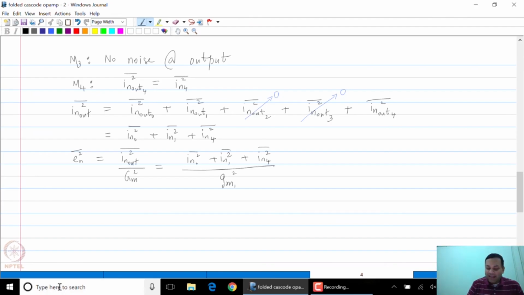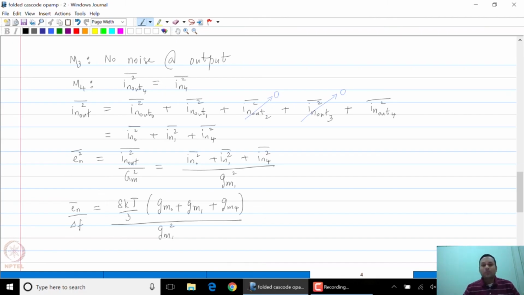And what is IN0? That's clearly 8 kT by 3 GM0, and let us say that I am interested in the spectral density, and remember, I am looking only at thermal noise. I can always add the flicker noise component to this as and when required. So this is clearly 8 kT by 3 into GM0 plus GM1 plus GM4 over GM1 squared.